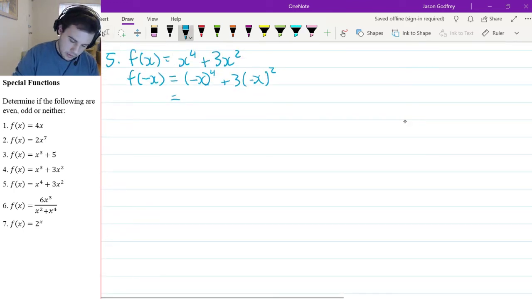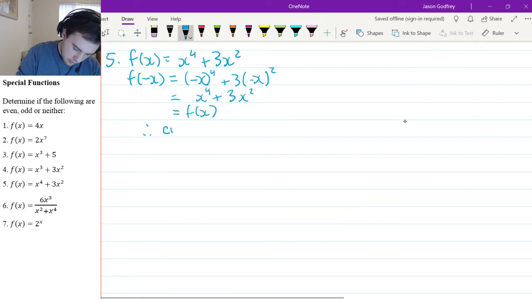So negative x to the power of 4. Well, x to the power of 4 is x to the power of 4, and a negative to the power of 4, each pair is going to cancel out for the negatives and become positive. So it's going to be positive x to the 4 plus 3, and negative x squared is going to be positive x squared, which you can see when we input negative x, we get back our original function. So this one would be even. So if you graph this function, x to the 4 plus 3x squared, then it would be symmetrical, flipping over the y-axis.